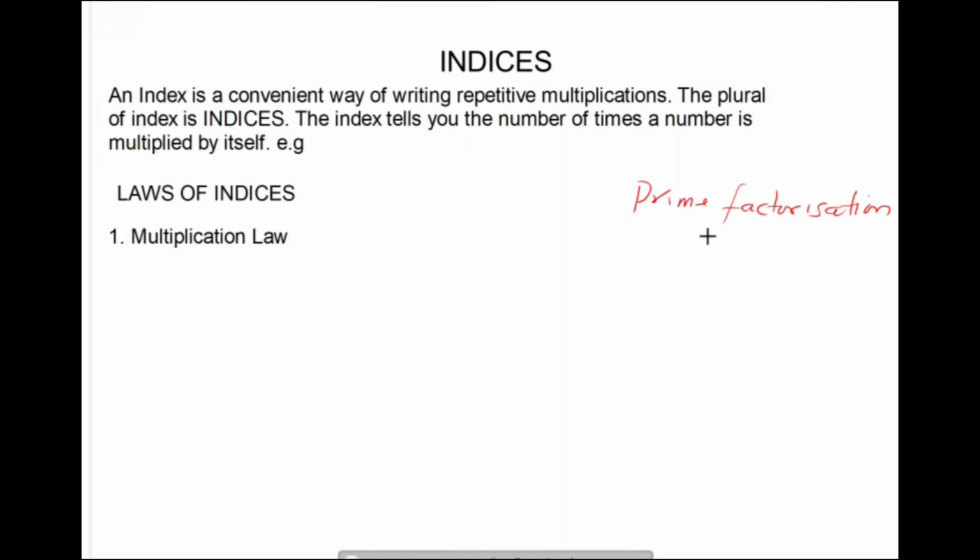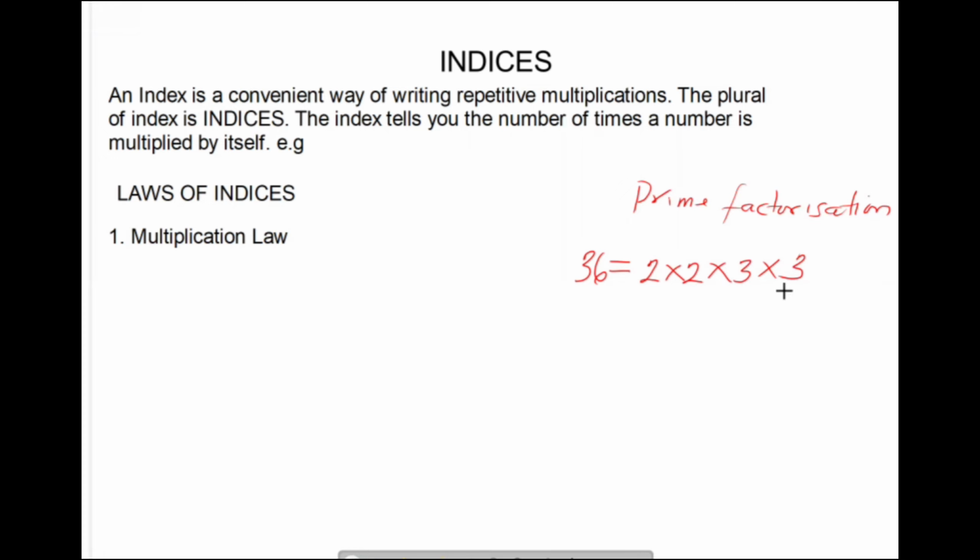Prime factorization is about expressing a number in its primes. But when you're expressing it, it has to be in index form. Let me say I'm given the number 36. 36 will be 2 multiplied by 2 multiplied by 9. If 2 goes into 18, that will be 9, which is 3 multiplied by 3. These 2s and 3s are all prime numbers.